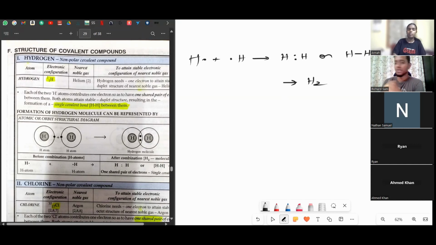Is this clear? What you can also do is you can just put a dotted line like this around these electrons that are taking part in the sharing, to show that those are the 2 electrons that are going to share with each other. Okay. Just draw this. Write heading covalent compounds and write hydrogen.